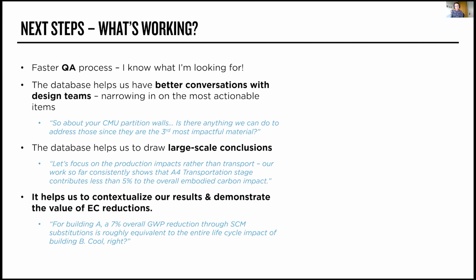And this was a pretty cool finding. This was a case where for building A, they achieved a 7% reduction in overall global warming potential through supplementary cementitious materials in their concrete mix, which is like, I was like, oh, that's so cool. But the project team doesn't necessarily understand the gravity of what that means unless you contextualize it and realize that all of that 7% is actually equivalent to the entire life cycle impact for another building that they already know and they have designed. Like, hopefully that leaves a mark.